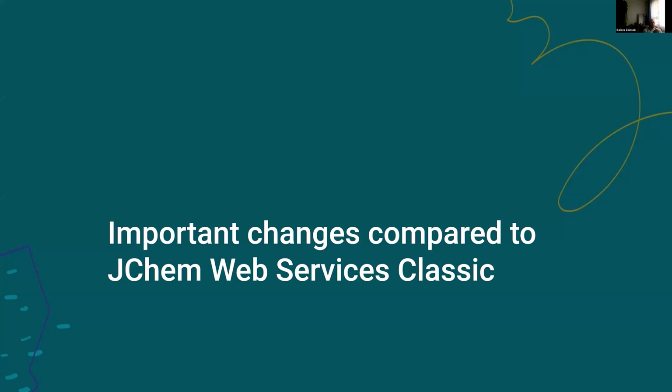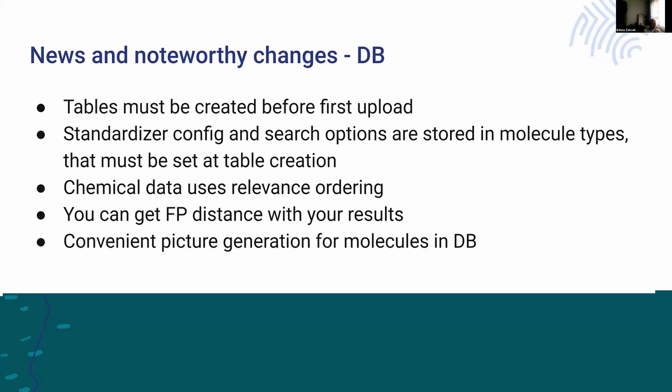So there are some important changes worth mentioning in microservices compared to Web Services Classic. In the DB module, you have a separate step to create your tables, and not creating your tables with your first upload. And now the standardizer config goes into your molecule type, which was introduced with the Postgres cartridge, and I think will also be mentioned during the upcoming talk.